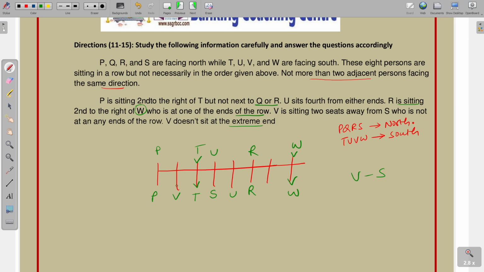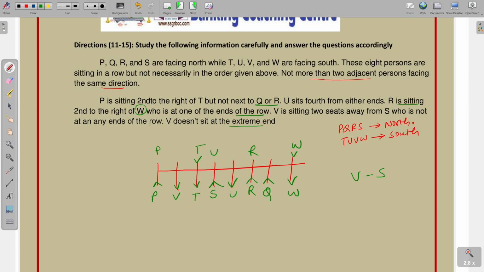So V is facing south and P north, and next S is facing south, and again S is facing north direction. U and R and the remaining person, Q, are placed here. Only in the second possibility are we arranging this puzzle. Next Q is facing north direction and next R is also north direction. Next U is facing south direction.